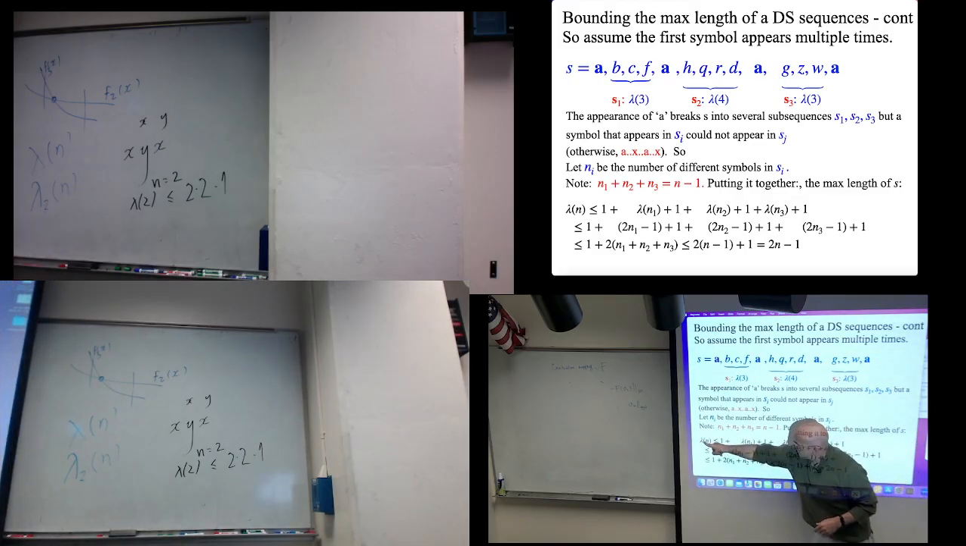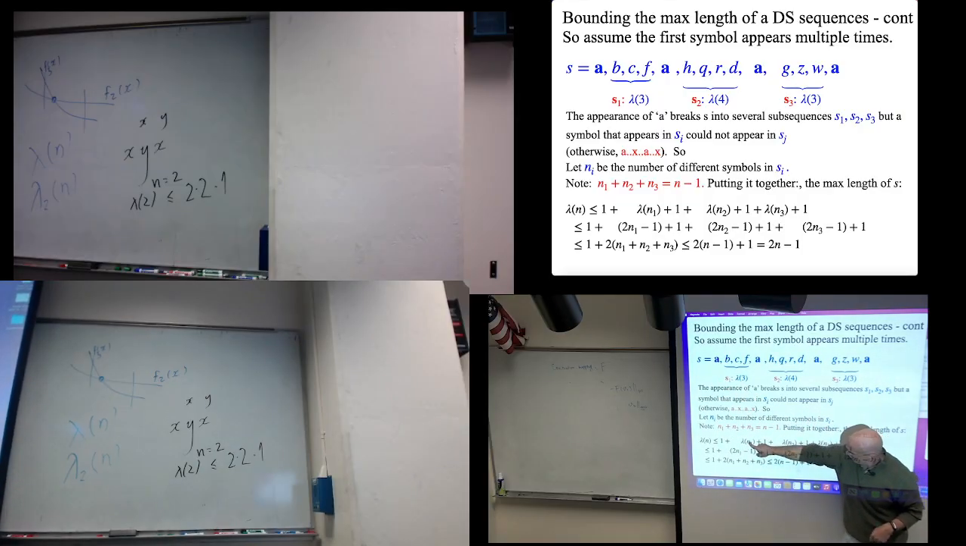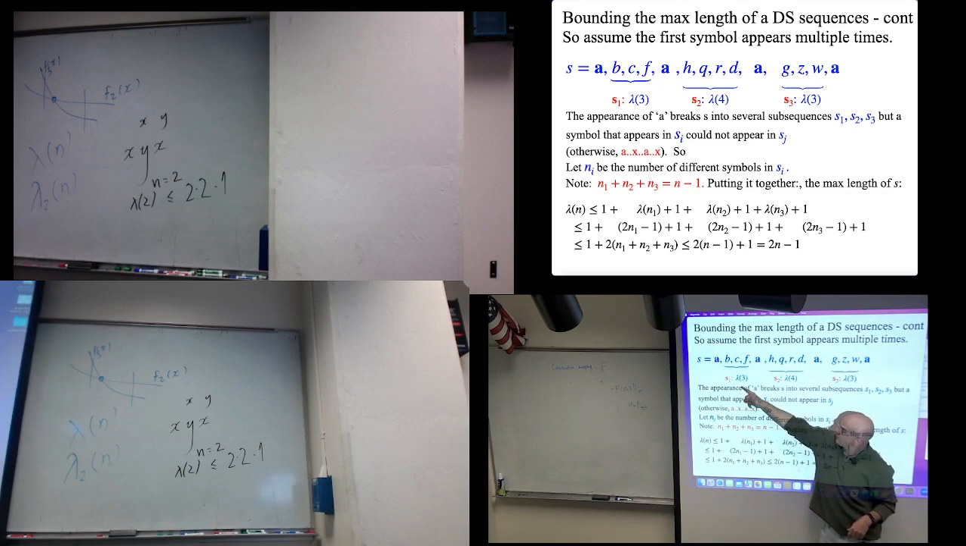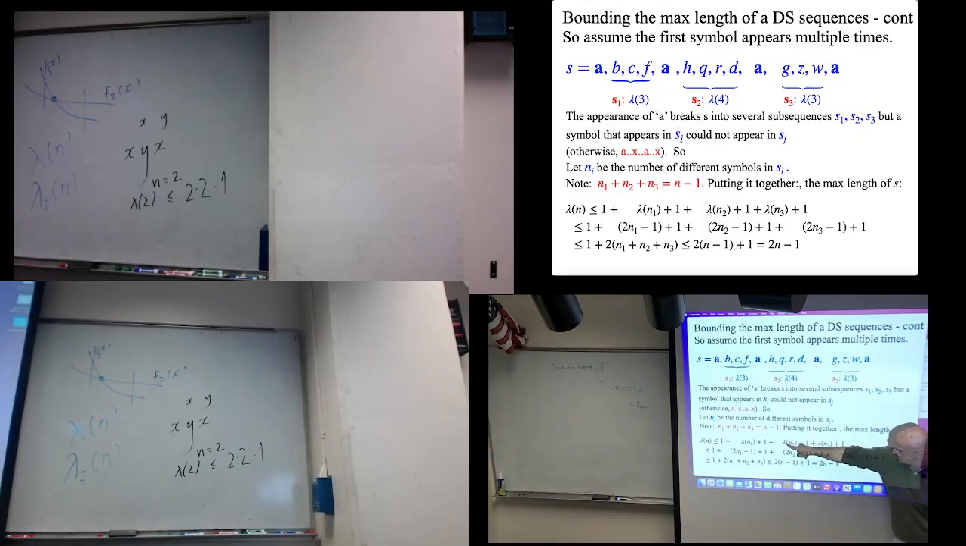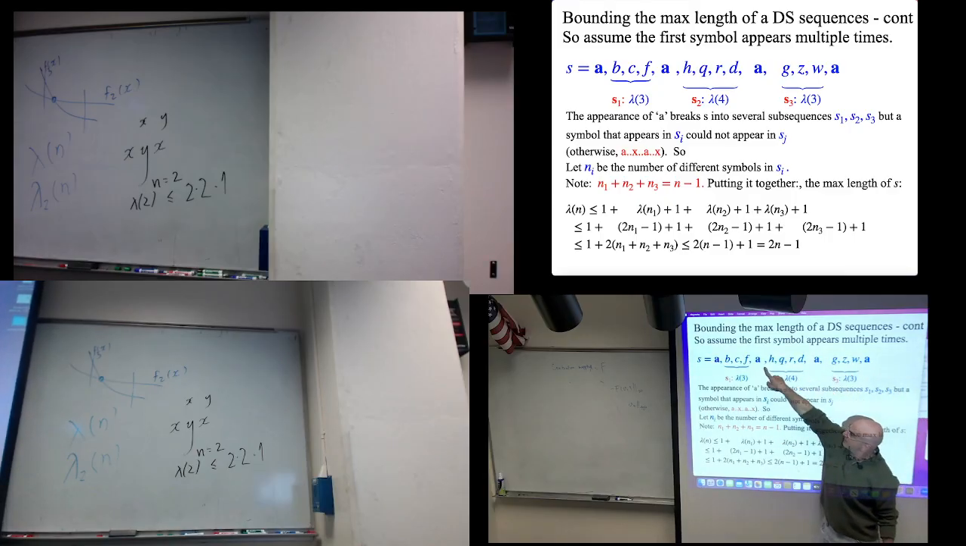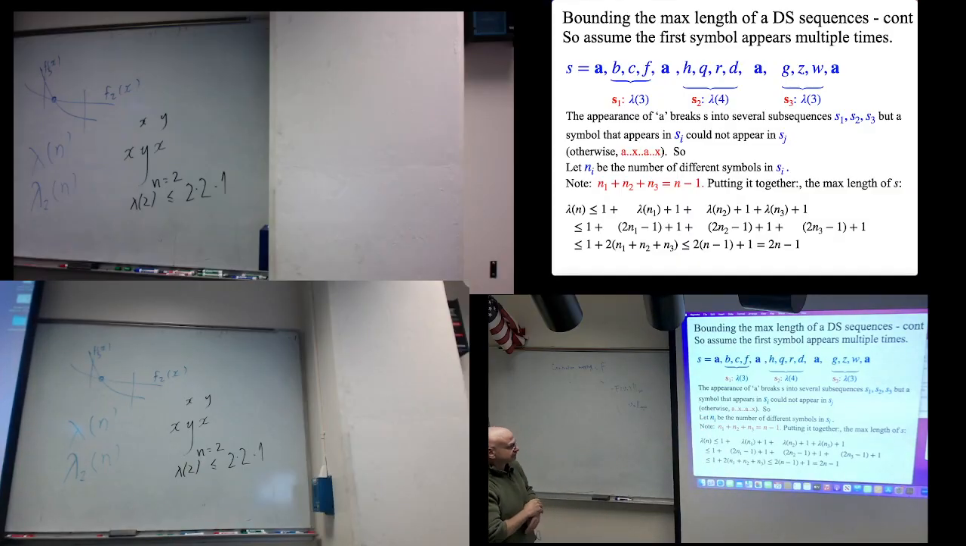Okay, so therefore, what is lambda n? The maximum length of this creature. I'll pay 1 for the first one over here, plus the maximum length when I'm using N1 characters, plus 1 for this A, plus lambda of N2 plus 1, plus lambda of N3 plus 1. This plus 1, this plus 1, this plus 1 are this A, and this A. And the first A is on us. Nobody pays for it.